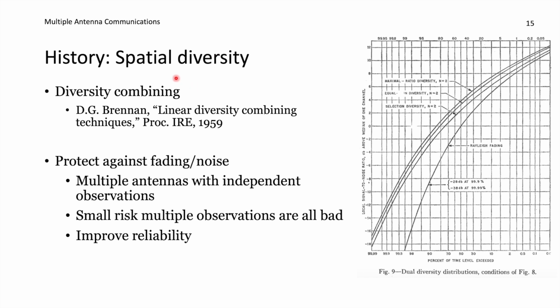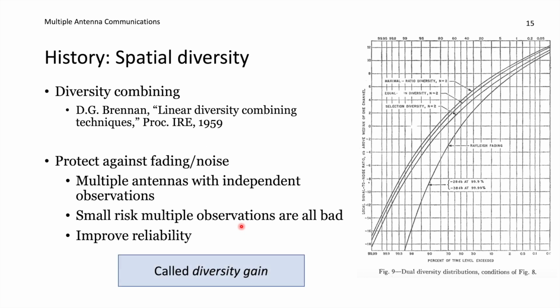You can find something called spatial diversity all the way back in a paper called Linear Diversity Combining Techniques from 1959. In this work, the idea was to protect the communication against both channel fading and noise by having multiple antennas that are observing the transmitted signal. These antennas should see different independent observations of the channels. You can view it as different random theta values from the previous page. And in that case, you should have a small risk that multiple observations are all bad at the same time, which is providing you with the reliability. And this is called diversity gain.